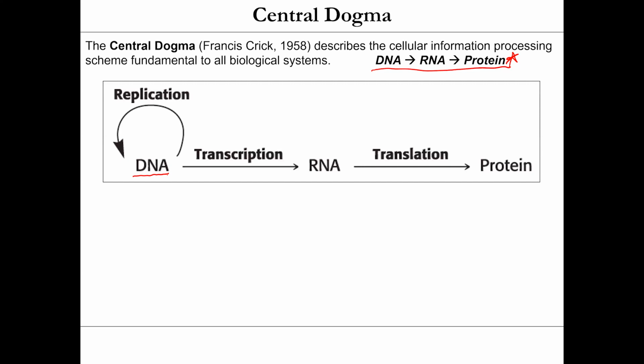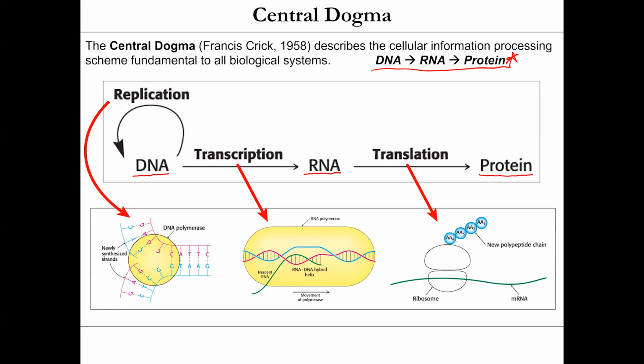And then that DNA is transcribed. So through a process of transcription, that information in the DNA is transcribed into information in RNA. And then that information in the RNA is translated into a specific protein molecule. So throughout this course, we'll look at this in much more detail.